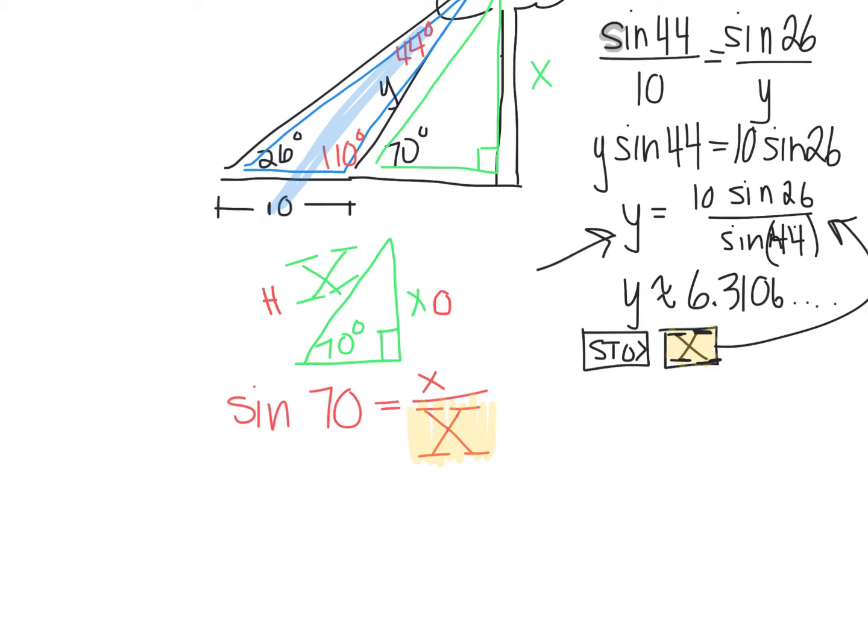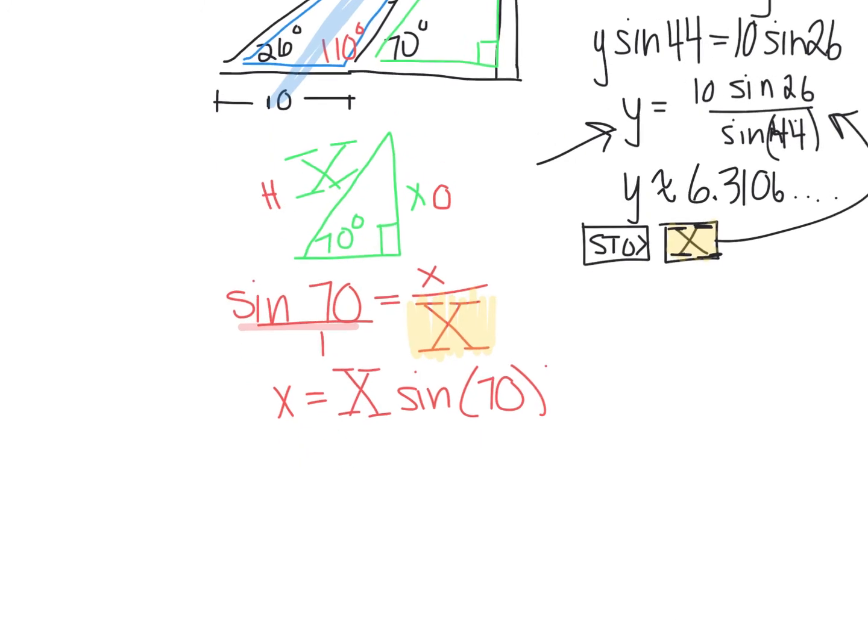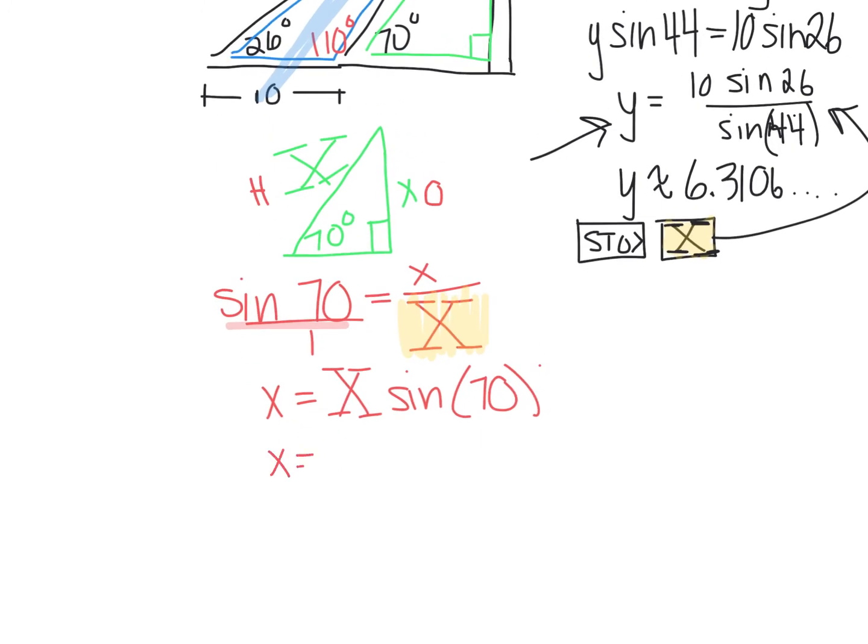So I want to solve for little x, so I cross multiply. Put that over 1. x is going to equal my stored X value times the sine of 70 degrees. On my calculator, I already have that big X stored in there, so I press X, which is to the right of the green alpha button. So X times sine of 70, I press enter, and I get my answer, which is 5.93 meters.